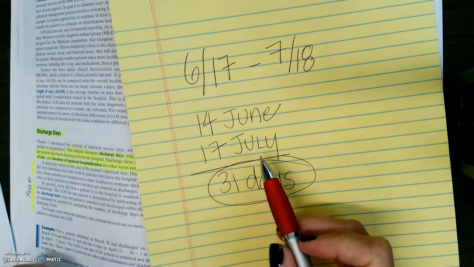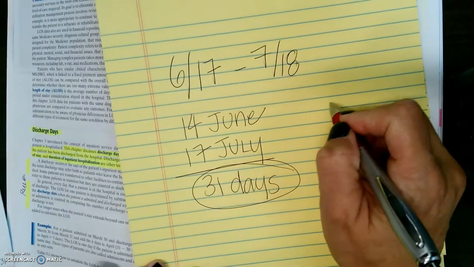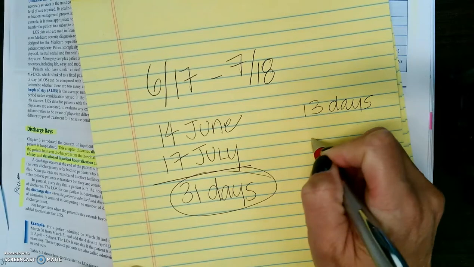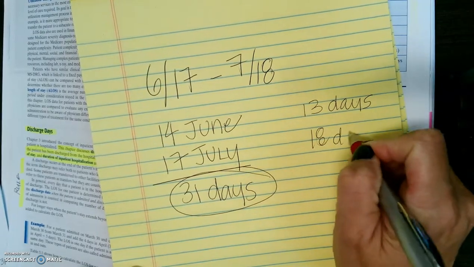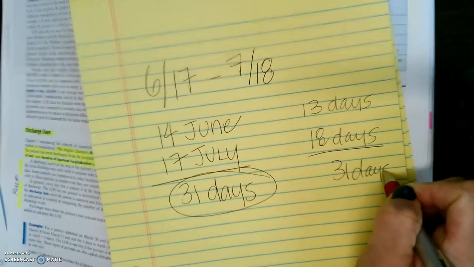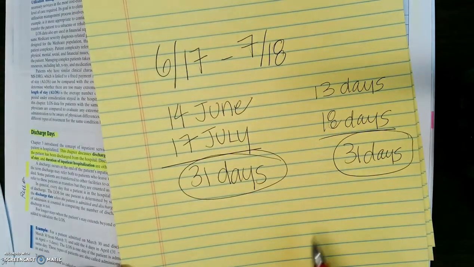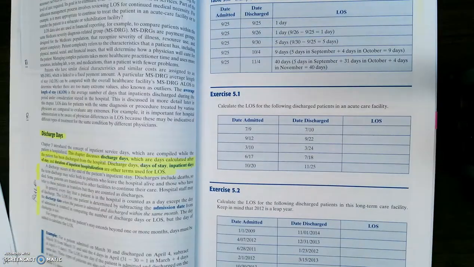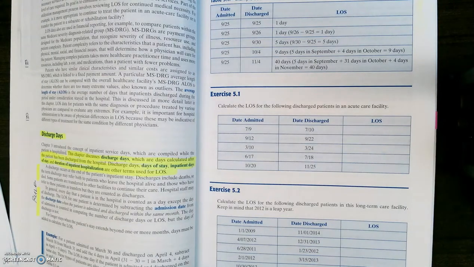If you have this answer in the back of the textbook, they're going to show 13 days in June and 18 days in July for 31 days. So see, you can still get it, but you don't follow the rule if you do the subtraction. And the rule is important. Following the rule over here on page 72: count the day of admission, don't count the day of discharge.